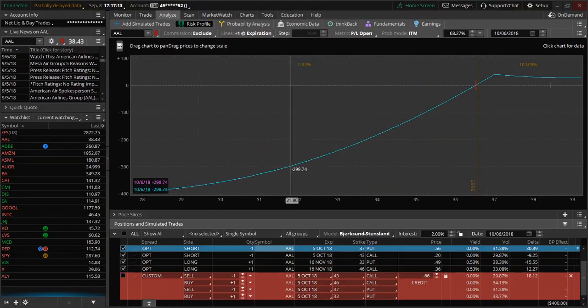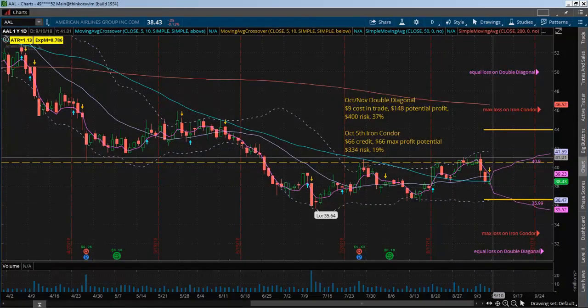Okay, so $334, if we keep going, looking at the number zone side, keep going. Look at this. It would have to get all the way down to below $31 before you have the exact same loss on this double diagonal versus an Iron Condor. That is why I'm not doing Iron Condors anymore. So let me show you this on the chart, visually, so you can see this.